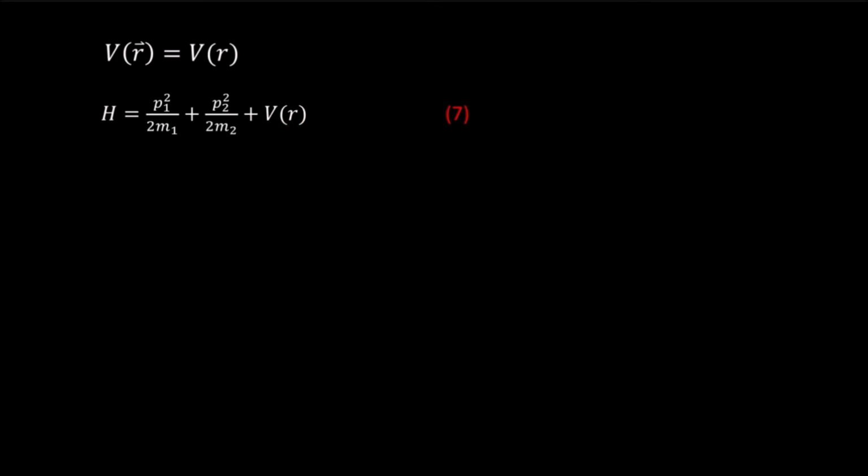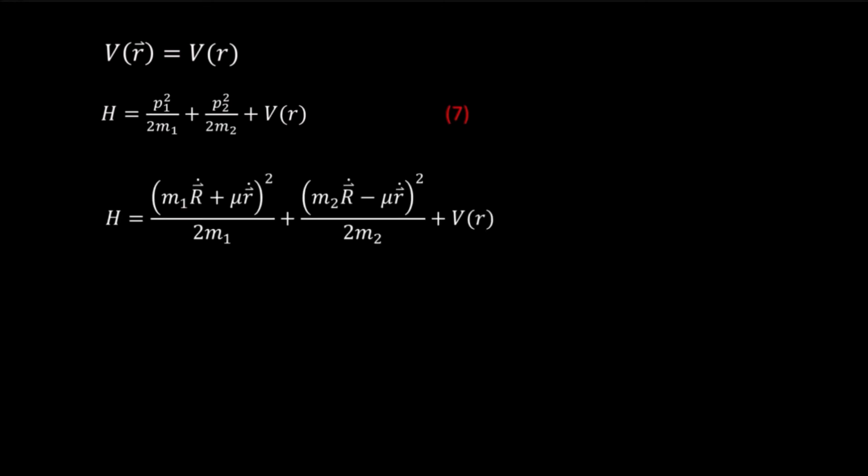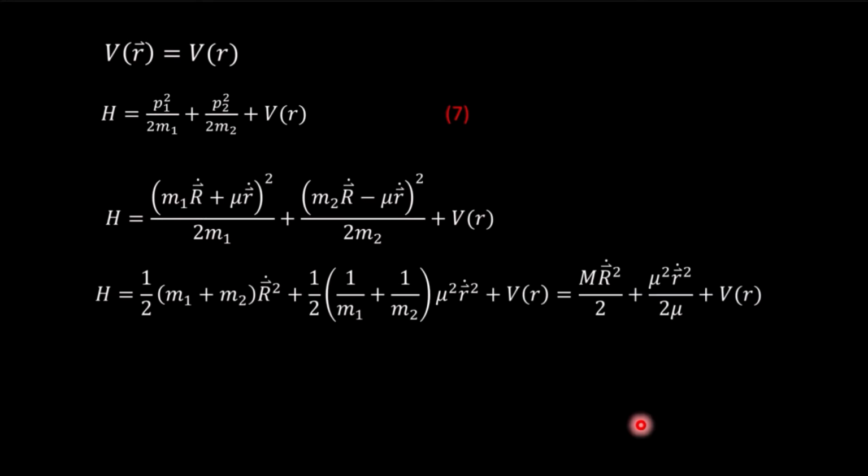Now substituting for p1 and p2 from equations 5 and 6 we have seen earlier will give us the Hamiltonian expression as this one. That is, after squaring this expression, it can be rearranged into M R dot square by 2 plus mu r dot square by 2 plus V of r.